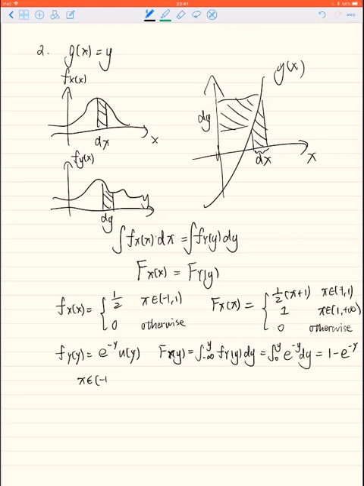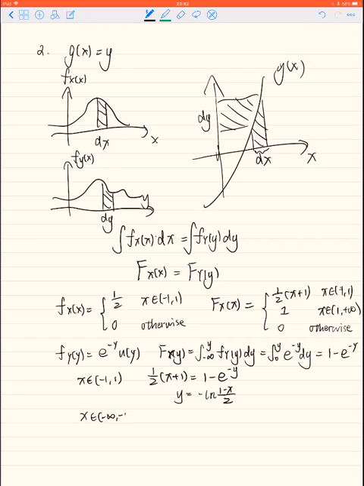Now, when x is ranging from -1 to 1, we can look at the distribution function of x and the distribution function of y. That should be 1 divided by 2 times (x plus 1) equals 1 minus e to the power of -y. Then we get y equals minus ln of (1 minus x) divided by 2. And that's the g(x) when x is ranging from -1 to 1, as follows.